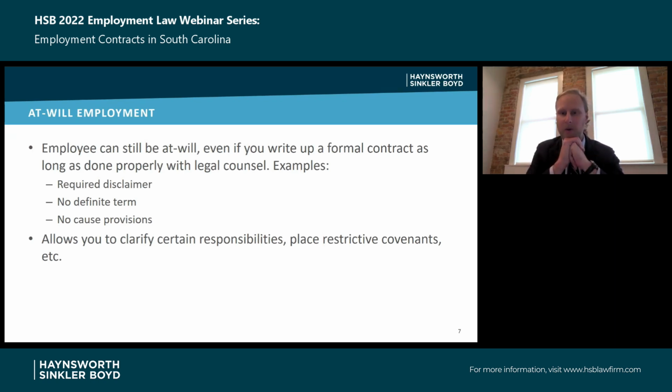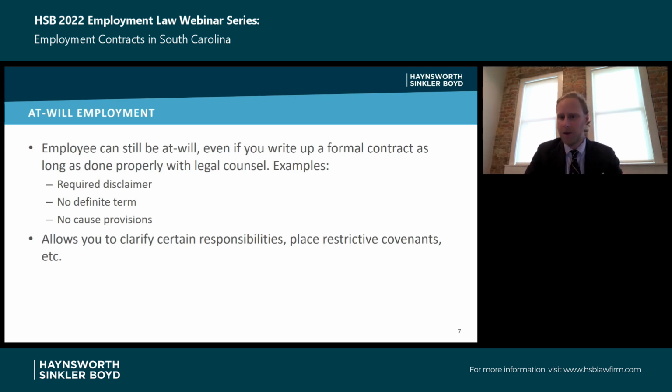If you start to talk about, well, we can terminate the agreement if you commit a crime or you fail to meet performance expectations or something like that, you're changing at-will employment. You're stating in the contract, these are the reasons that we're allowed to fire somebody. And if we don't follow that, then we could be liable for breach of contract.